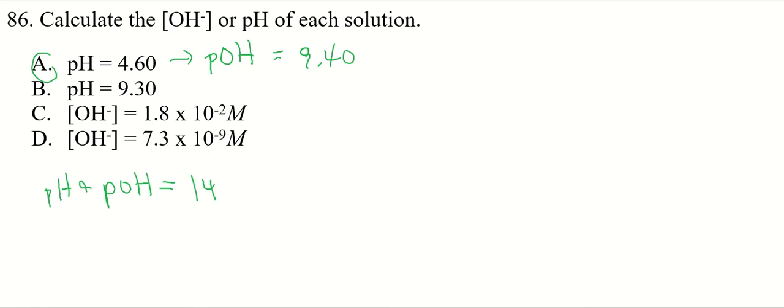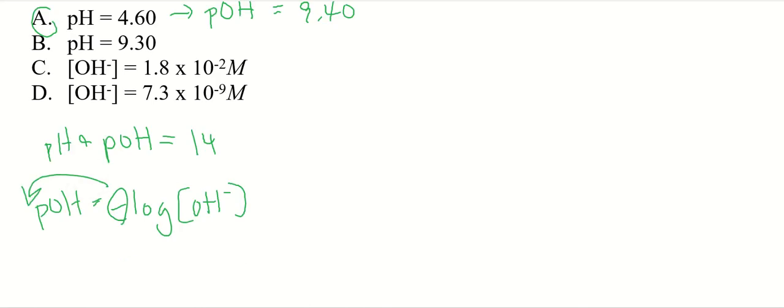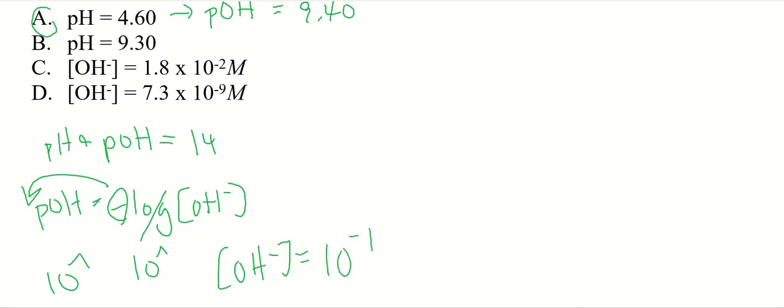Let's preserve those sig figs. Now that we have pOH, remember pOH is equal to the negative log of the OH concentration. So if we're trying to solve for OH concentration, let's move that negative sign to the other side. Take the anti-log. That's base 10. So we have our OH concentration is going to equal 10 to the negative pOH. Well, we have pOH, so let's plug that in. 10 to the negative 9.4.